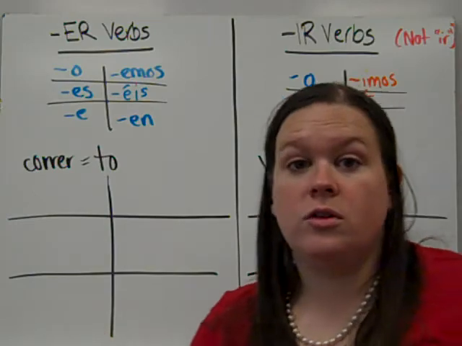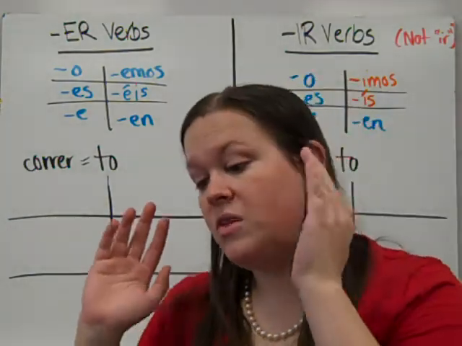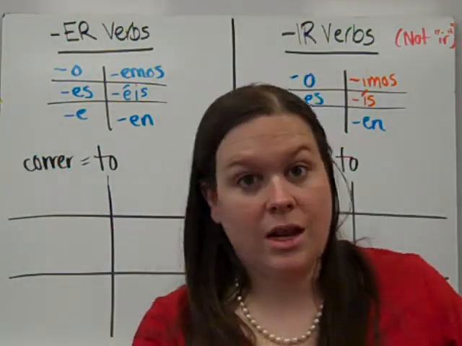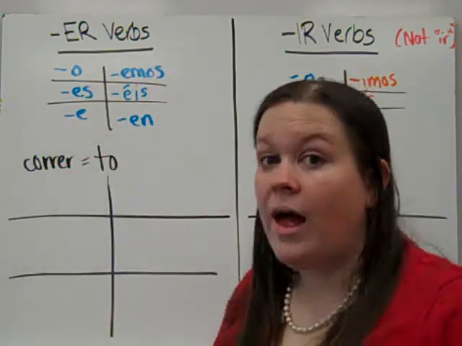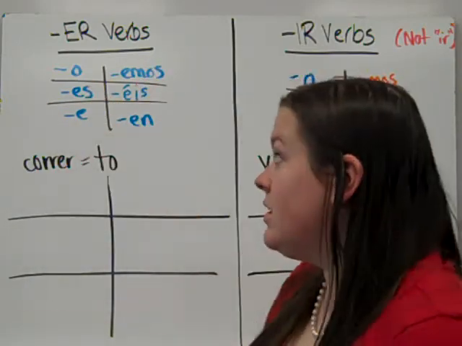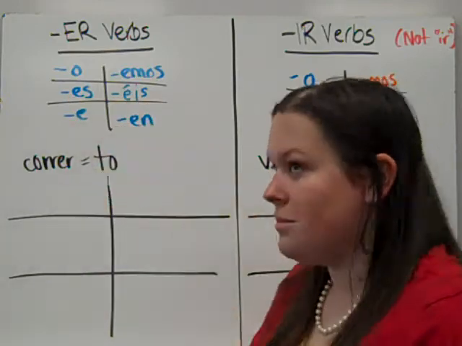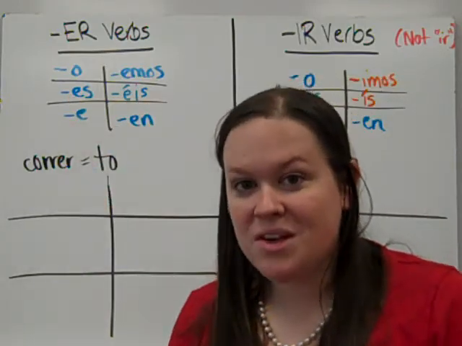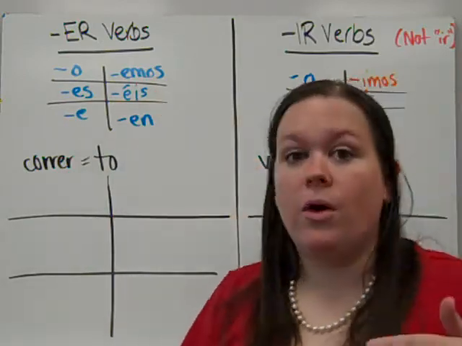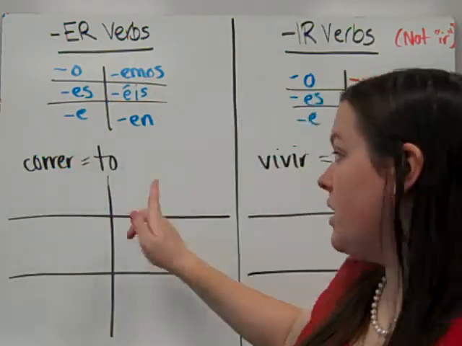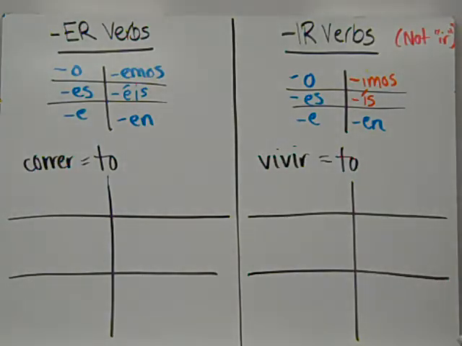Okay, so we've got two types of verbs that we're discussing today: verbs that end in ER and verbs that end in IR. Here are the endings for ER verbs. They're a lot like the AR verb endings, except instead of A's they have E's, because it's an ER verb. So instead of o, as, a, amos, áis, an, we have o, es, e, emos, éis, en. We're going to conjugate that right now.